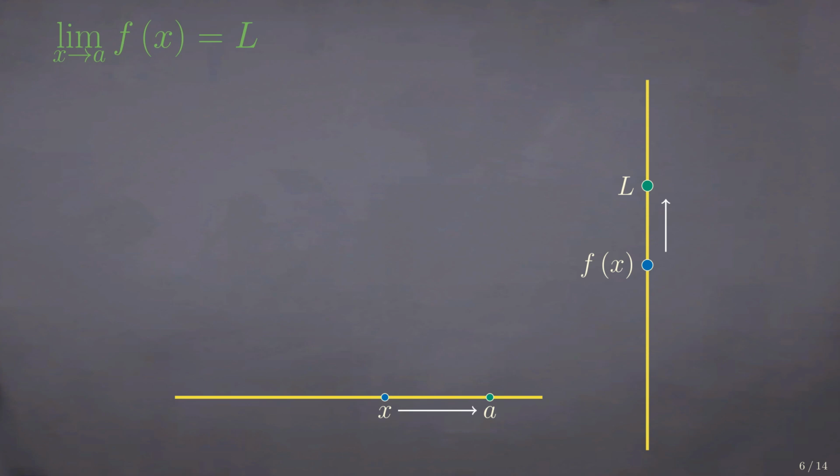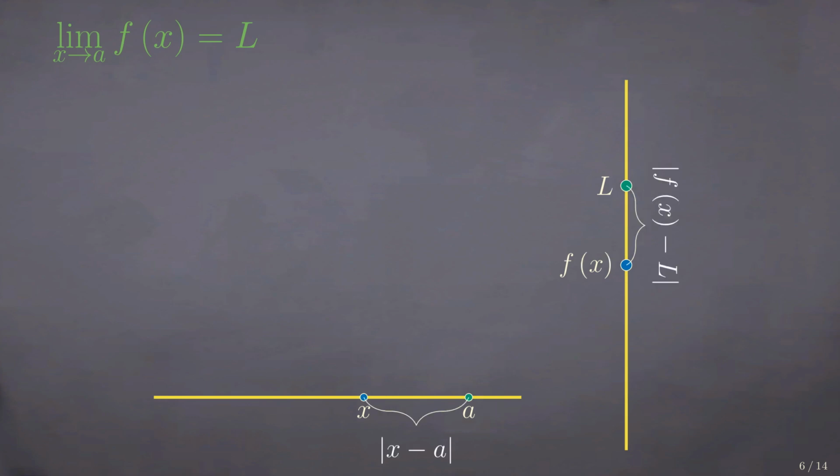Let me remind you that you can represent real numbers on the real line as dots. So we can talk about the distance between real numbers by just considering the absolute value of the difference between these two numbers. So if we say that x is close to a, we mean that the absolute value of x minus a is small. Or similarly for f(x) and L.